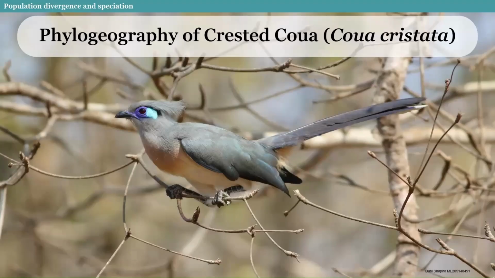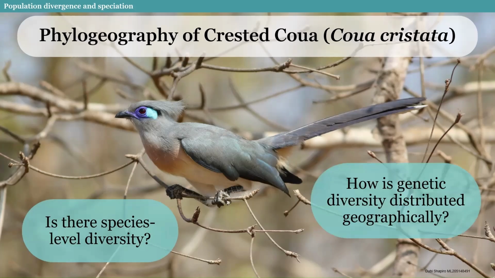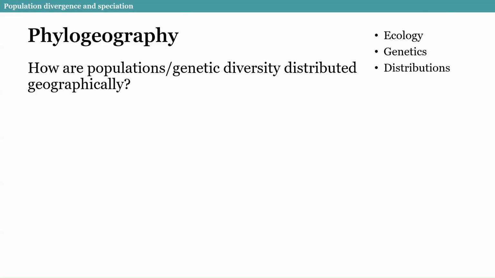All right, so to start with, I'll talk about looking at the speciation process within a single species group, particularly these guys, Kua cristata. And the two big general questions I thought about here were, first, is there species level diversity within this group? And second, how is genetic diversity distributed geographically in these populations?